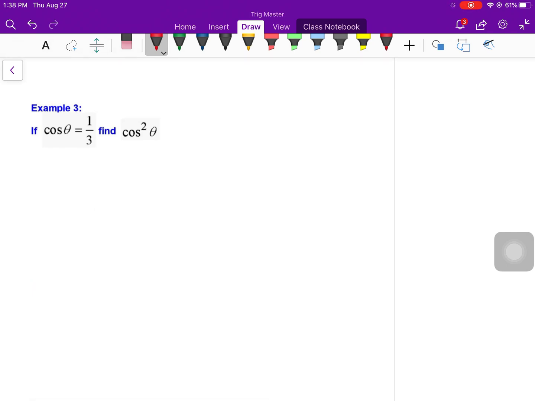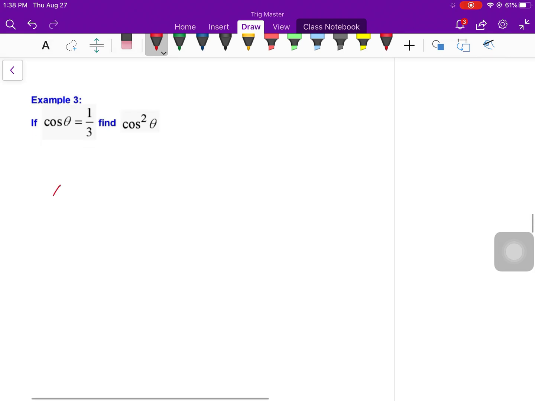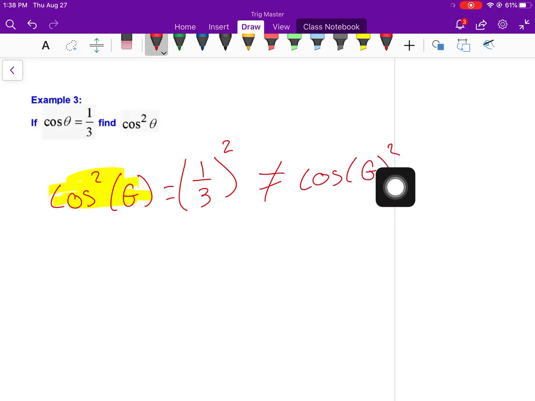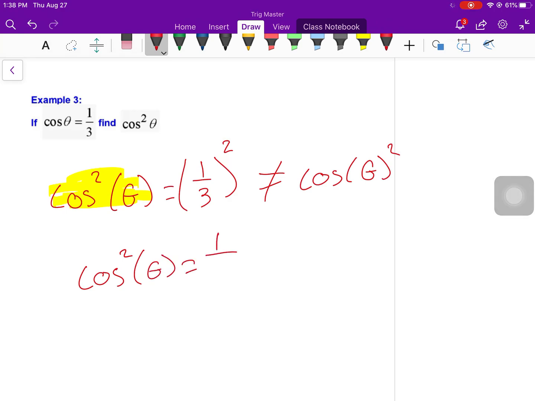Okay, if I have cosine of theta and I want to find cosine squared theta, I just take that value and square it. Having it written this way is the key. Okay, this does not equal cosine of theta squared. That squared tells me that I'm supposed to be squaring that theta, which is not the case. So cosine squared of theta equals 1 times 1 is 1, 3 times 3, which is 9.